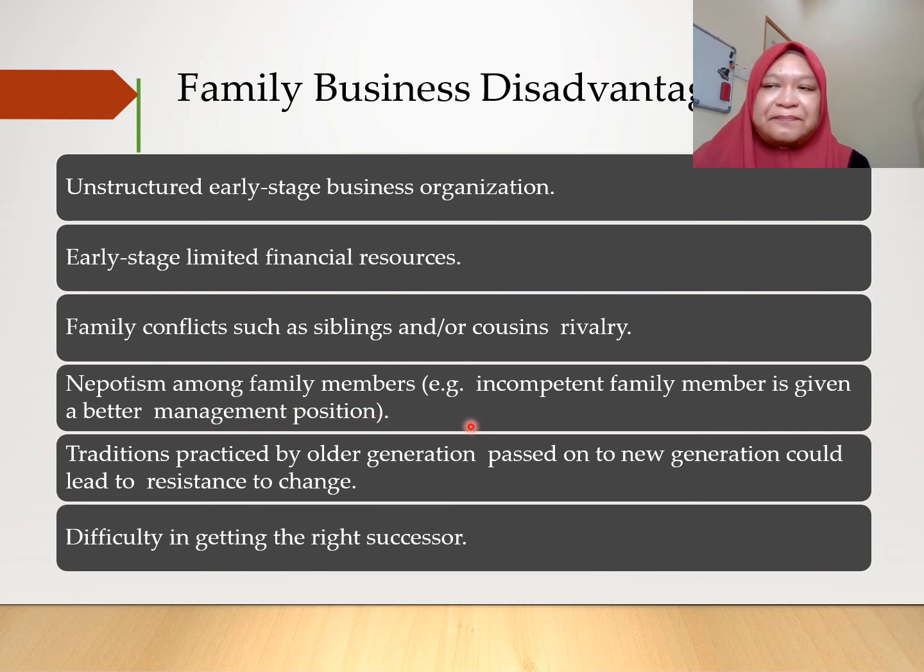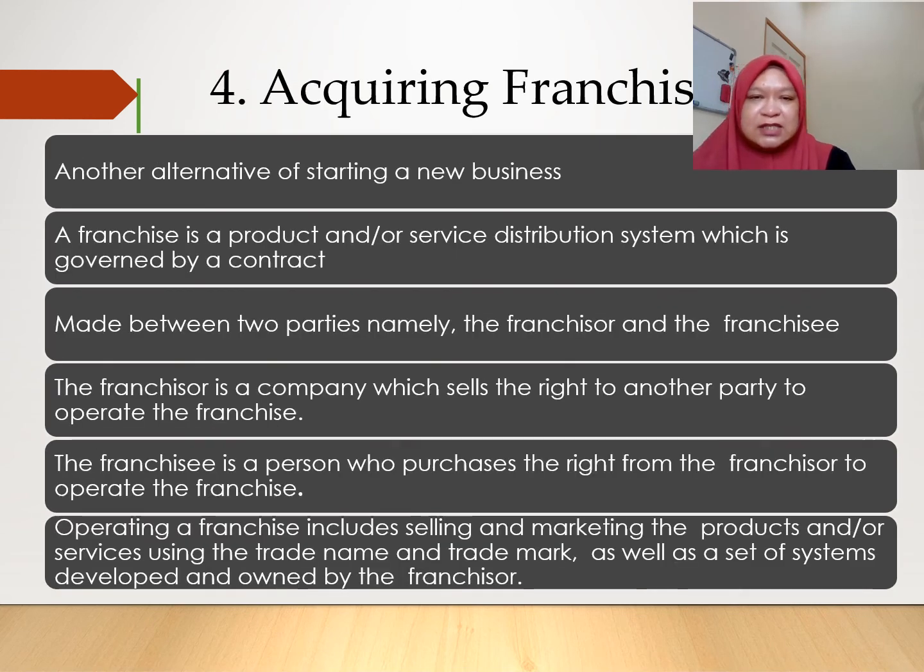Maybe there are successors who are not very competent but are given a much better position in the company. Tradition practiced by the older generation and passed on to the new generation could lead to resistance to change. There are different ways of managing the business, different ideas between the older and younger generation. Difficulty in getting the right successor: sometimes it's very difficult to get the right successor to continue the business.